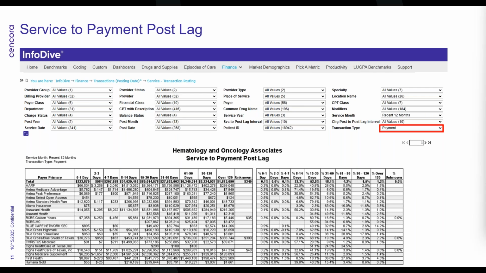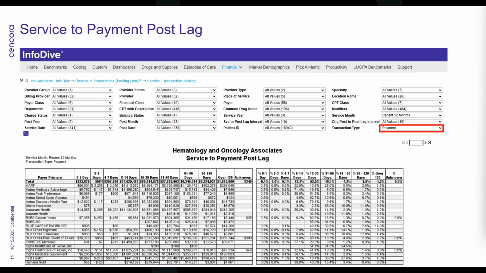But this is also really helpful when you're negotiating, because most contracts are going to say that they're going to pay a submitted clean claim in 30 days. So that report's going to allow you to actually see how long it's taking payers to pay. Now, obviously, if you're delayed in posting payments due to staffing issues or whatever, you have to take that into consideration when you're using any of these lag reports as well.